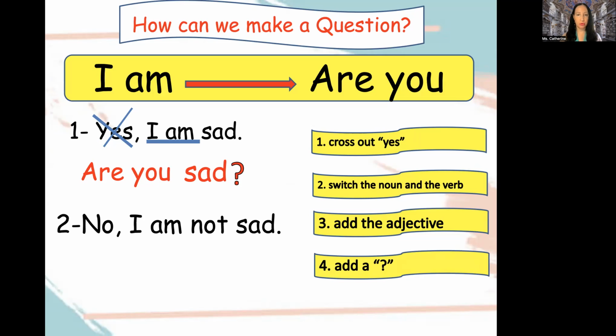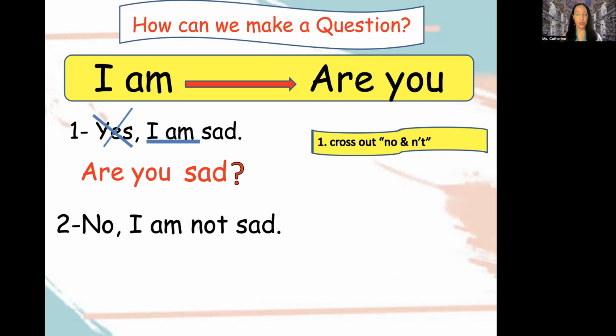Now, what do you think we're going to do with number two? How can we make a question using no, I am not sad? We cross out no and the conjugation of not. What is that? N apostrophe t. Okay. So what do you think happened here? Cross out no and n apostrophe t. Where do you think n apostrophe t?